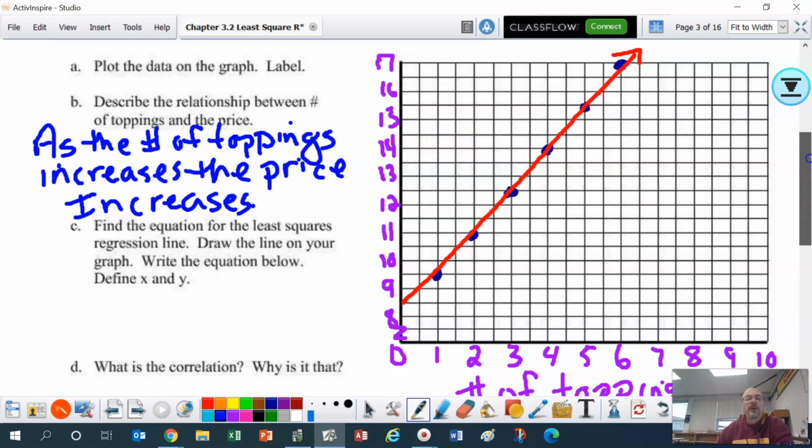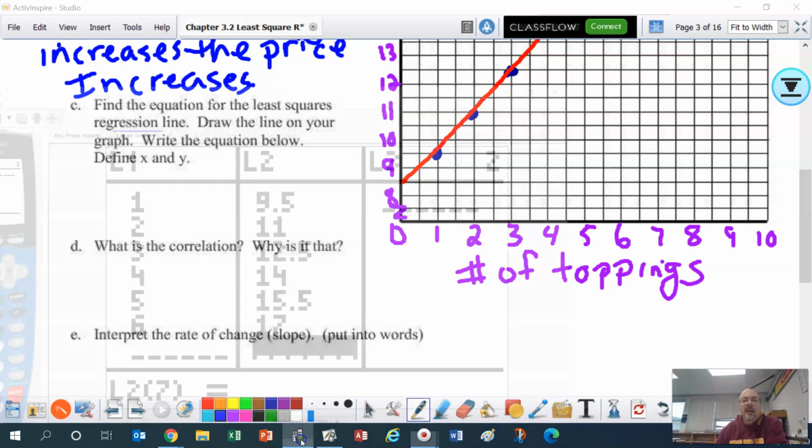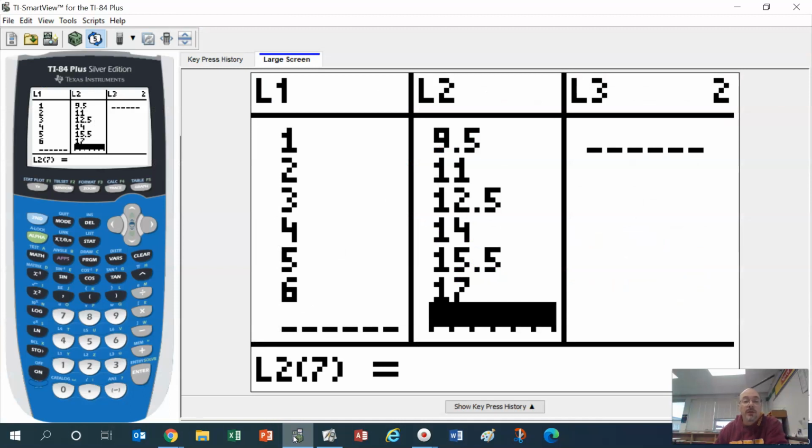Now the next part is find the equation for the least squares regression line. Draw the line on your graph. Well, I already did that. Write the equation below to find x and y. Ladies and gentlemen, I'm going to pause a moment, and then we are going to look at what it looks like on the calculator. What I have done is I have typed the information into list one and list two on the calculator. The number of toppings in list one and the price in list two, because explanatory goes in list one and response in list two.